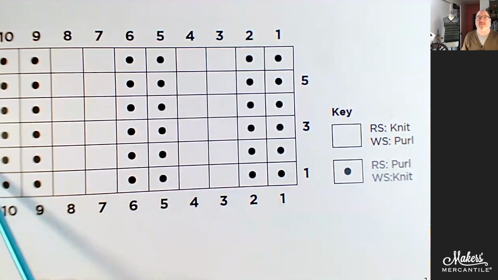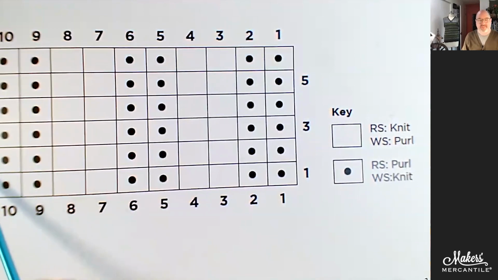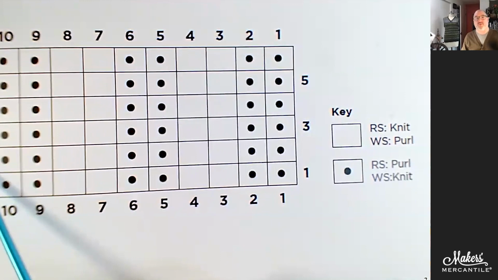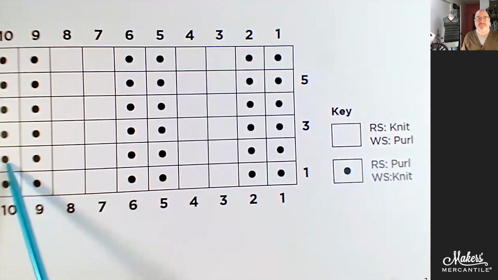And now there's numbers over here on the left side of the chart. And the numbers on the left side of the chart tell us we are on the wrong side of the row. These are rows, not rounds, because we're working back and forth. So here's the row, and we're going to work the wrong side row from left to right. So we're going to go this way, right here to this one here.